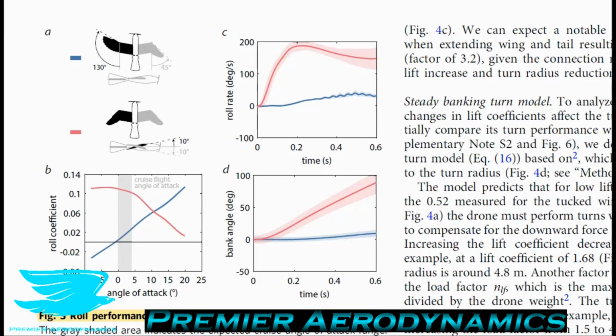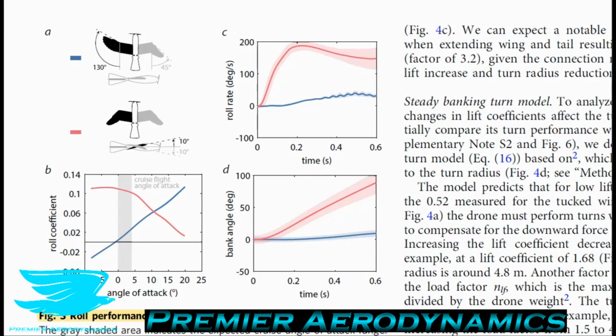If you look at pitching the wings up and down, so let's say you have your wings now at, let's say, a 4-degree angle of attack. Now, they say that they can pitch one wing up 10 degrees from there and the other wing down 10 degrees from there. So that's a massive difference. As I mentioned, that's a 20-degree difference.